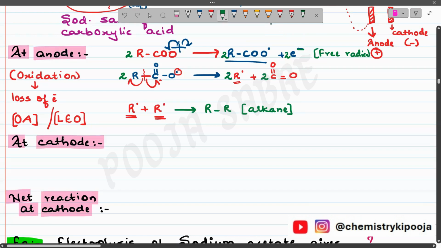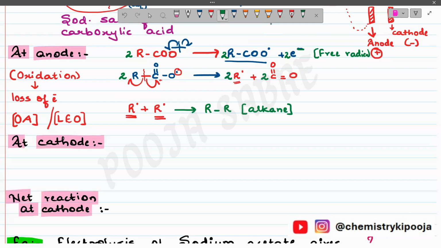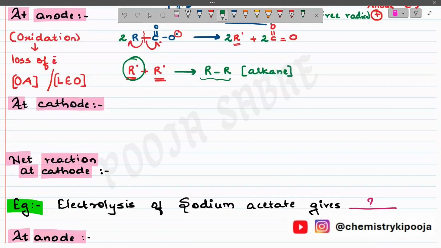Okay, so let me quickly revise everything. At the anode, you are going to take this acetate ion, and it is going to lose its electron and form an alkyl free radical, and both the alkyl free radicals are going to form a bond. Now let us have a look at the cathode.